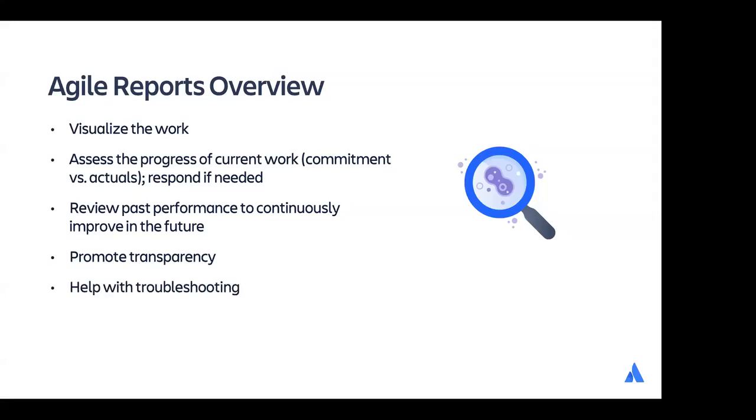And they help you with troubleshooting, so certain reports can show you bottlenecks or why something has been delayed, because maybe there's scope changes for other things that have been added. And they help you with planning and estimation for the future, so you can see the historic progress of the team and provide more accurate planning and estimating for upcoming sprints.